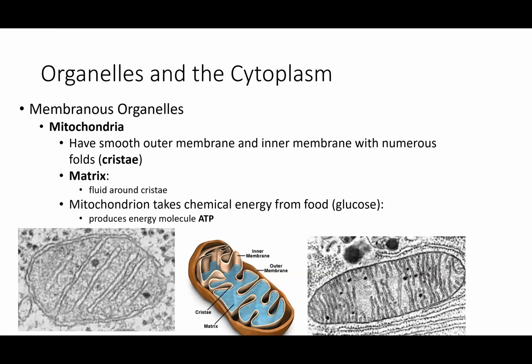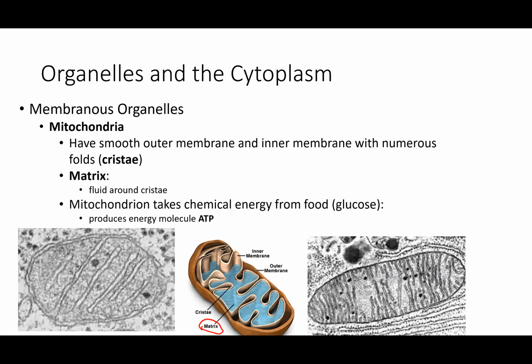Okay, another important organelle in the cell is the mitochondria. And the mitochondria has 2 layers of membranes, an inner membrane and an outer membrane. The inner membrane is heavily folded. These folds are called cristae. And within the cristae, within the inner folding, you have what's called the matrix. It's the fluid within the second heavily folded membrane.